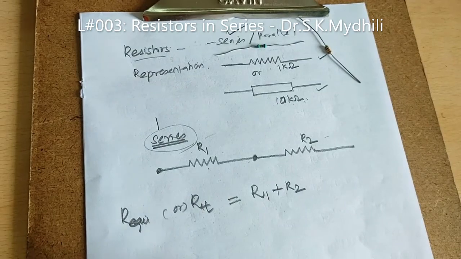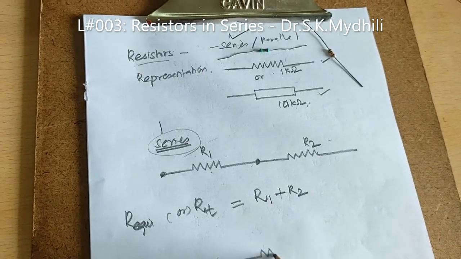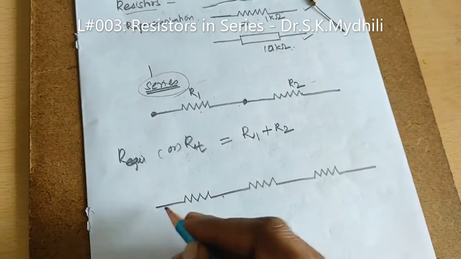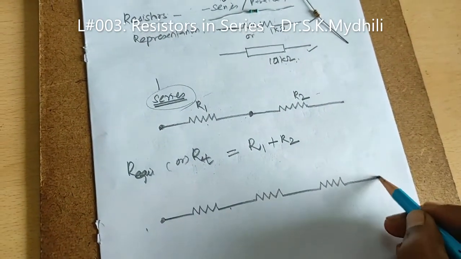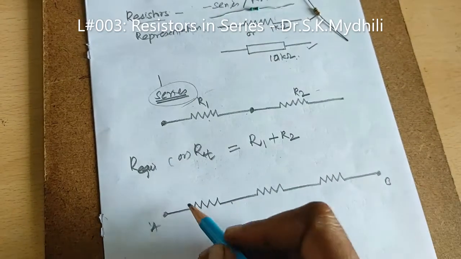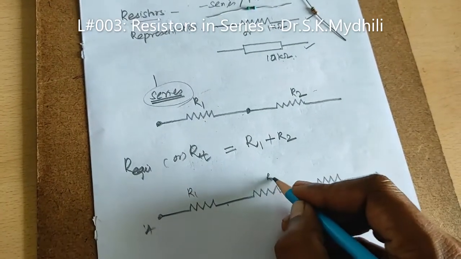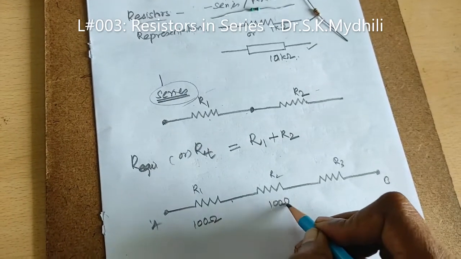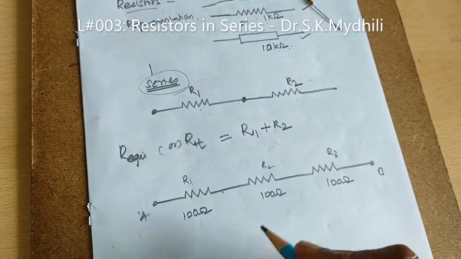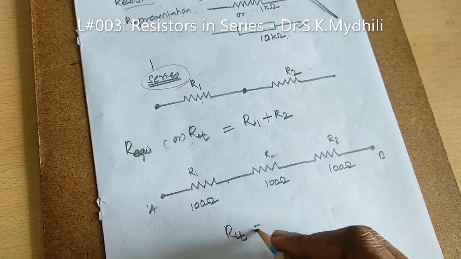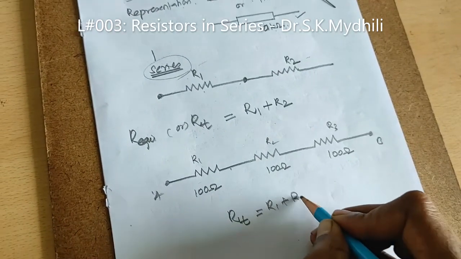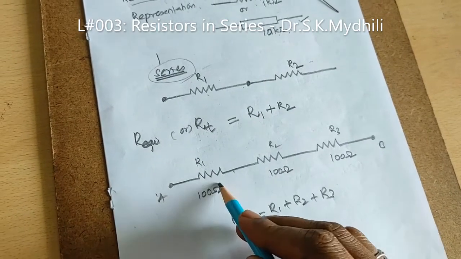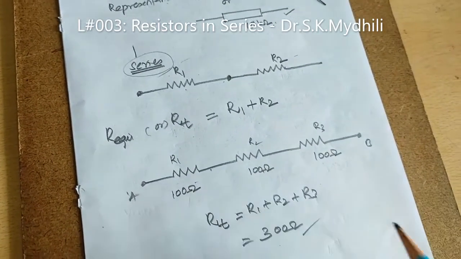Okay, so if there are more resistances, here I am taking three resistances which are connected in series, this is how it should be shown with the end terminals, either A or B, and R1, R2, R3. Let me take this as a 100 ohm resistance, this is 100 ohm, this is 100 ohm. So what is your R total here? R1 plus R2 plus R3. So it should be 300 ohms, that is 100 plus 100 plus 100, which is 300 ohms.